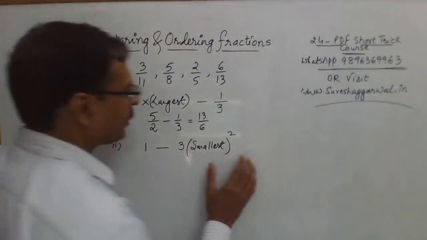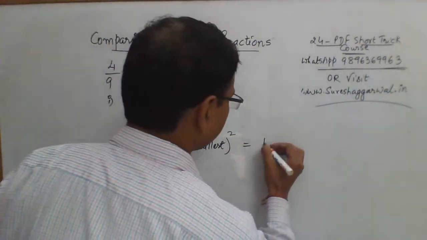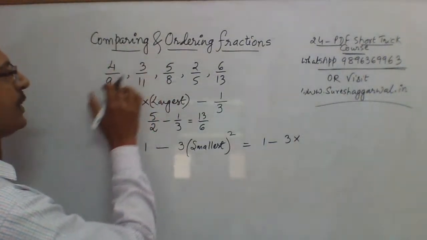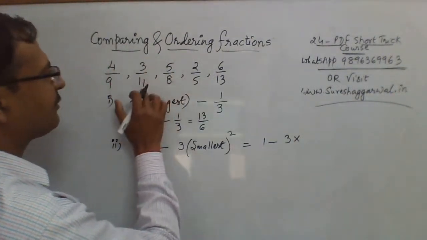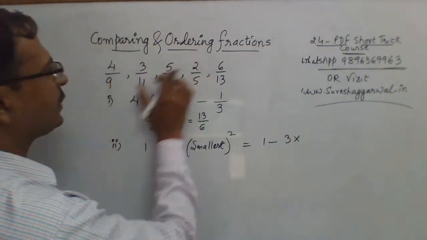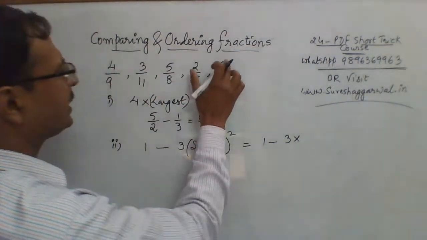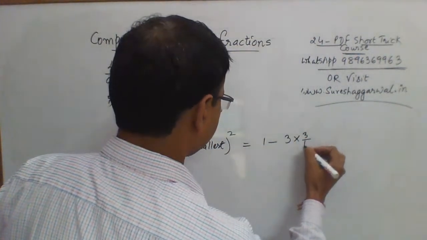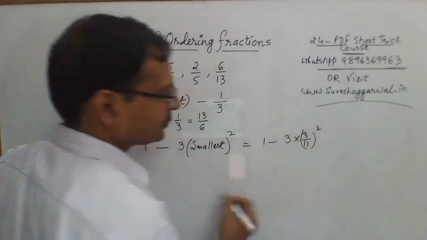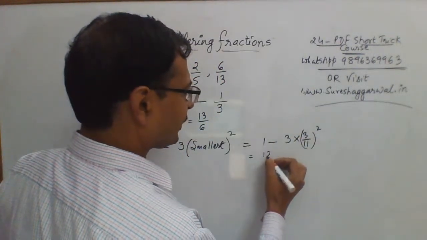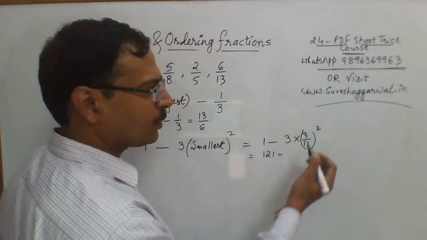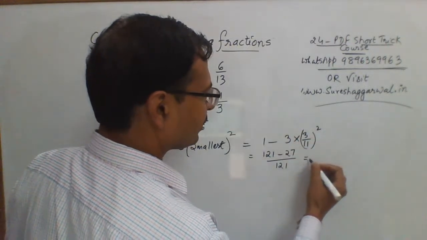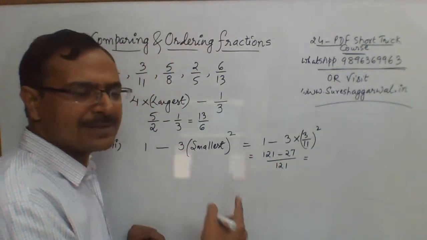1 minus 3 times smallest square. How do we find this? So 1 minus 3 times something, right? Smallest. 44, 27. This is smaller. 24, 55. This is smaller. 15, 22. This is smaller. 39, 66. This is smallest. 3 by 11. So 3 times 3 by 11 square. So this is 121, no? And out of 121, how much to be taken out? 3 square, 9 3 is 27. Upon 121, do it, you will get your answer.